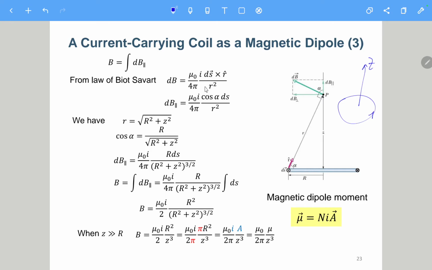Okay, so first of all, we need to determine the direction of the B at point P, which is dS cross r hat. dS is pointing out of the page, and then r is pointing like this. So this is dS and then cross to r. So your dB is pointing to that side. With dS pointing out of the page and then crossing to r, your thumb points to that side. So this is dB.